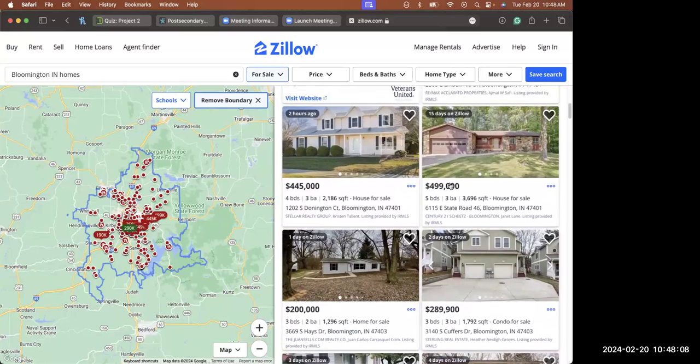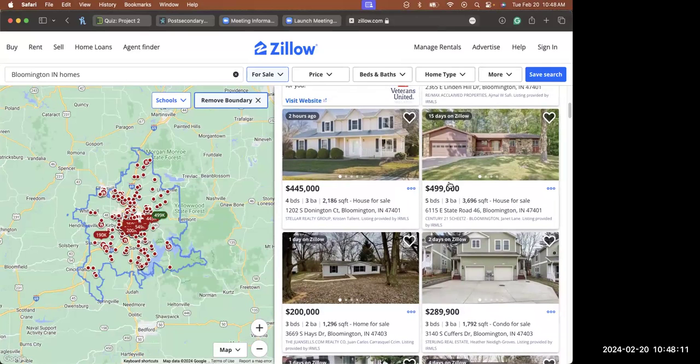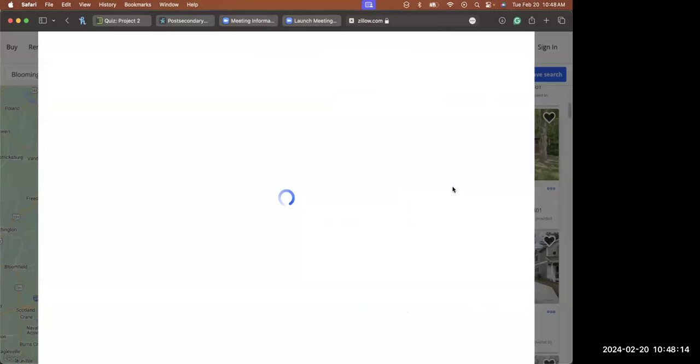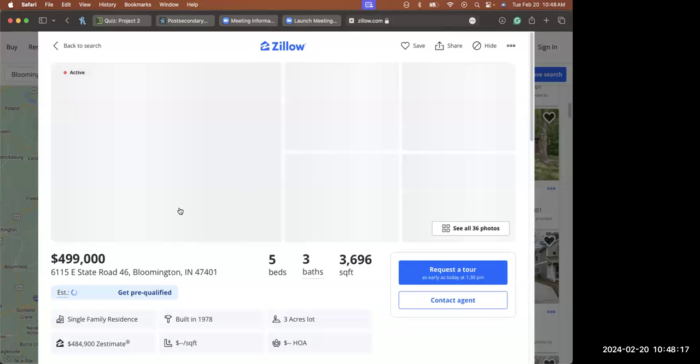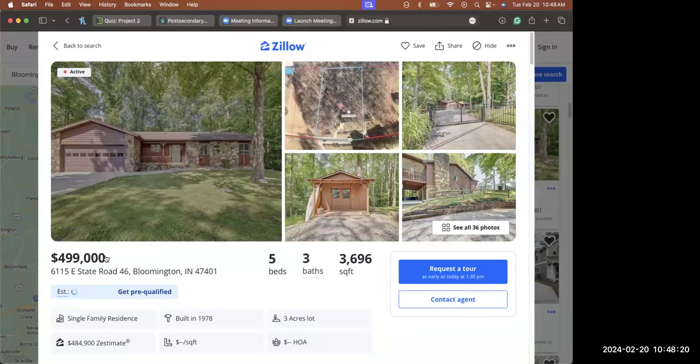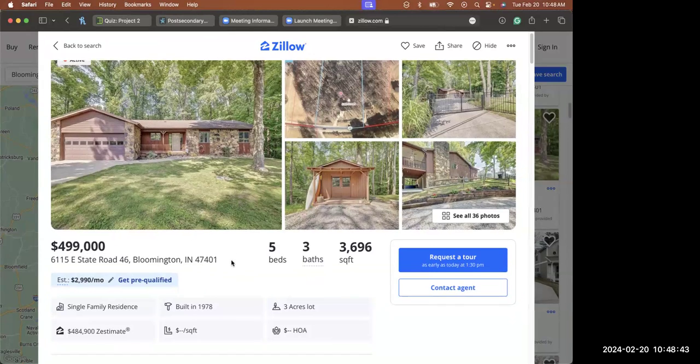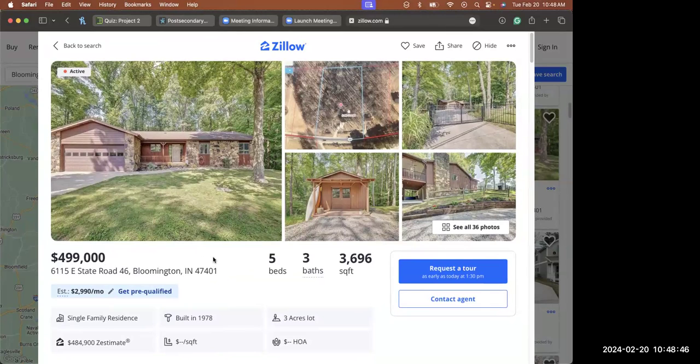Okay. Well, let's see. Just comparing the numbers. Let's try this one. This one looks absolutely huge. It's five bedrooms. That's quite big. State Road 46. Yeah, okay. So yeah, I think I could live here. This looks okay with me. So this is $499,000. Okay, so I've researched the city I want to live in, Bloomington, Indiana. It's on East State Road 46. I was gonna say this is close to my actual real house, but this is on the east side. I'm on the west side. Okay, so there we go.